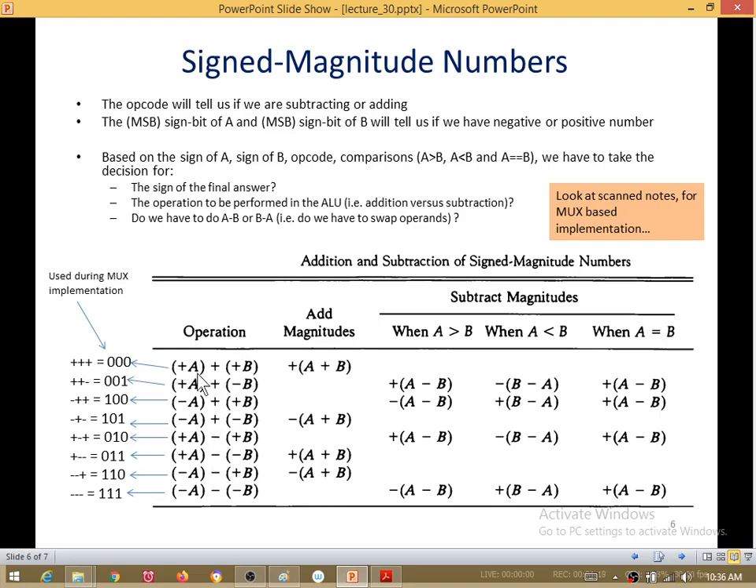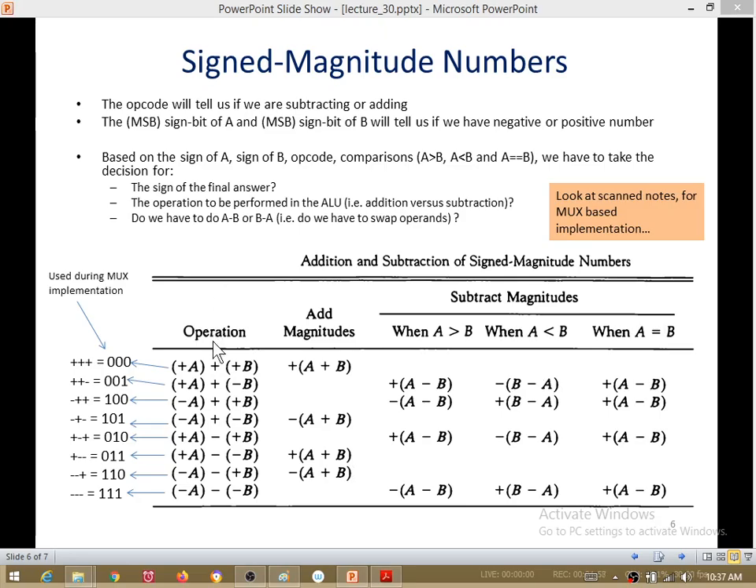For example, this is saying that operand A is positive, operand B is also positive. Here it is saying that operand A is positive but operand B is negative. Here it is saying that operand A is negative, operand B is positive. Here it is saying that operand A is positive, I am doing a subtraction, and operand B is negative. So for all these combinations of operation and combinations of either the operand being positive or negative, it is summarizing how you are going to interpret the operations.